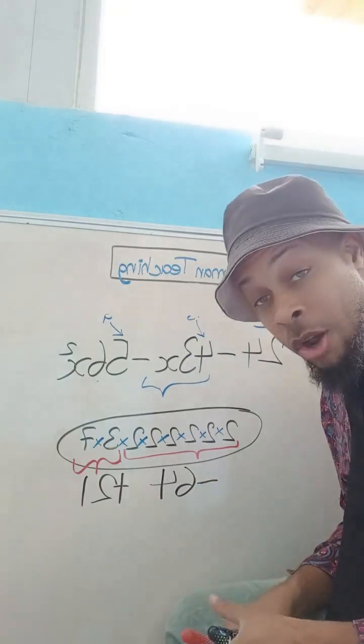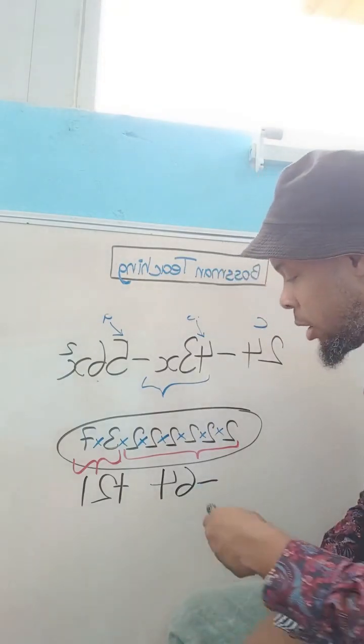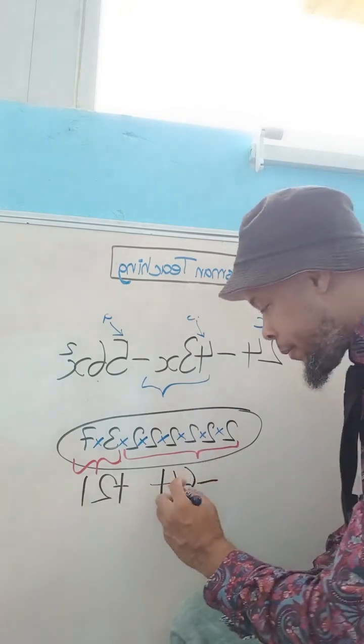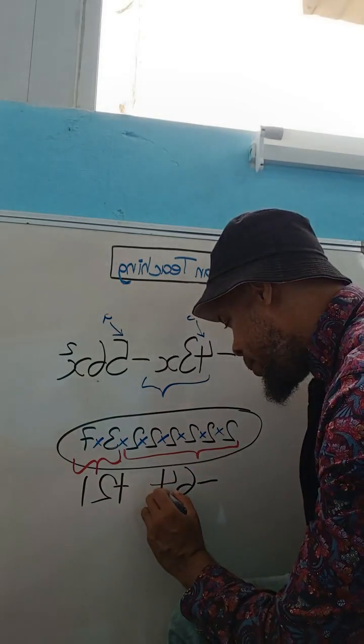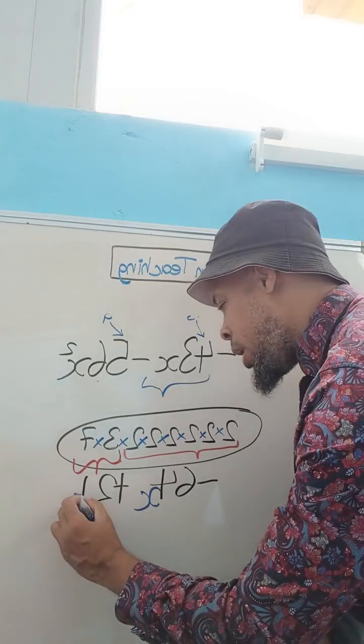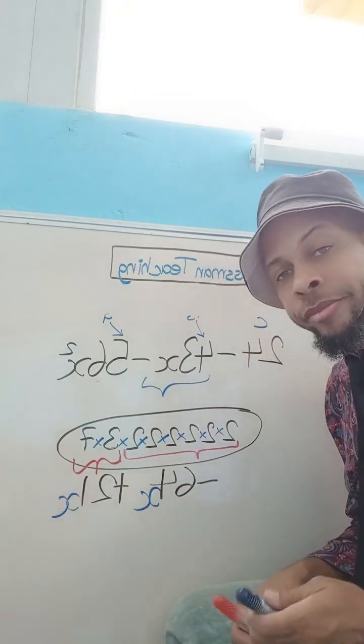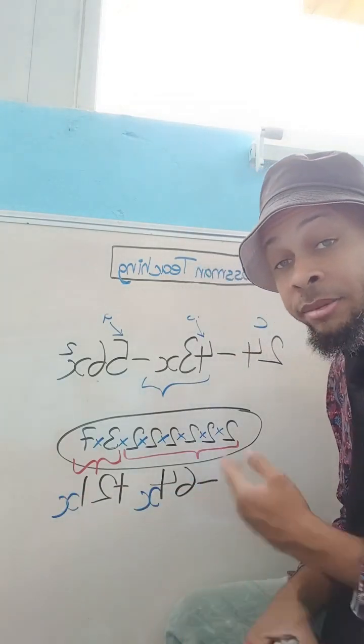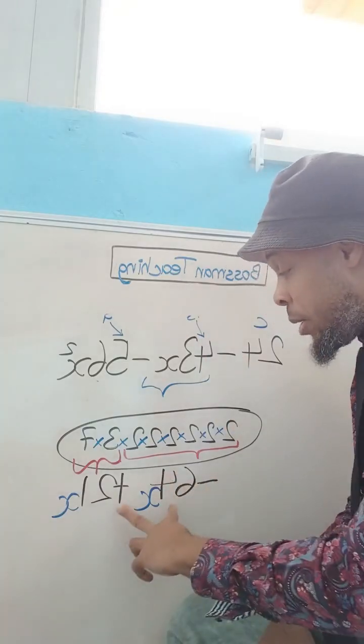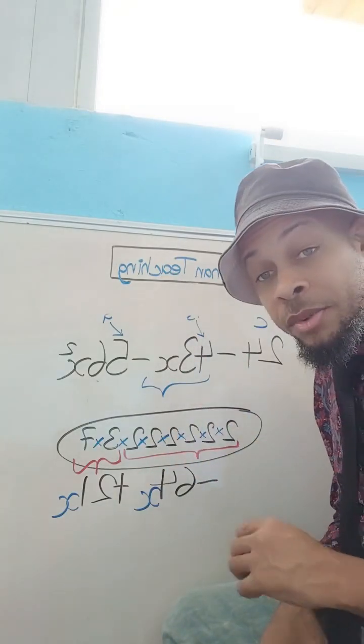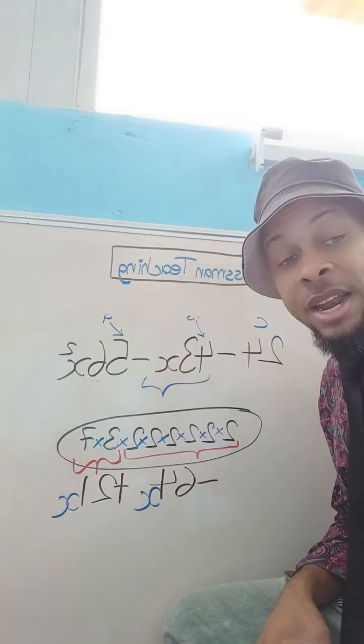Now, here's what makes it even sweeter. Put an X in front of them now. Put an X here, and an X here. And just like that, you have your replacement for minus 43. Just like that.